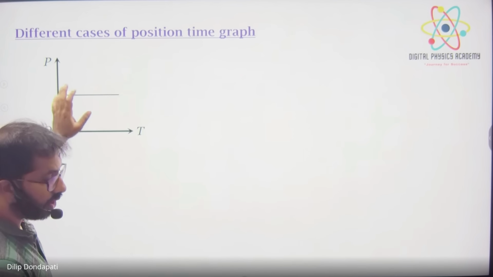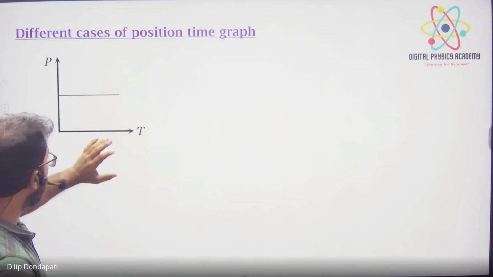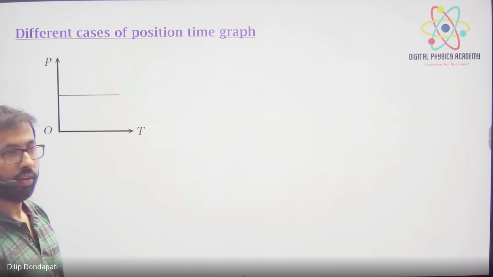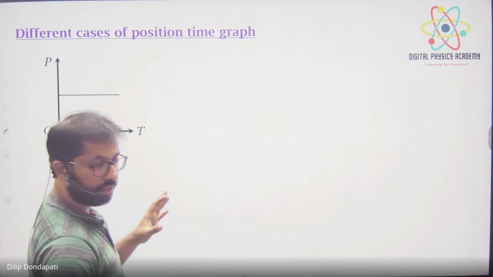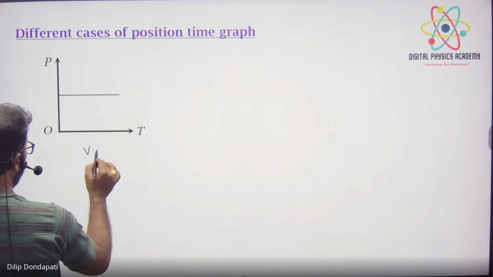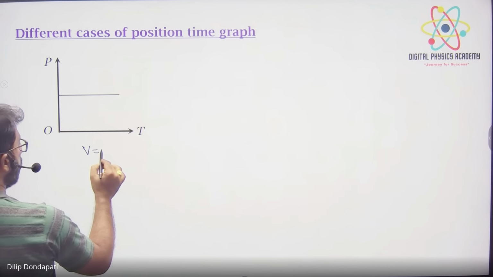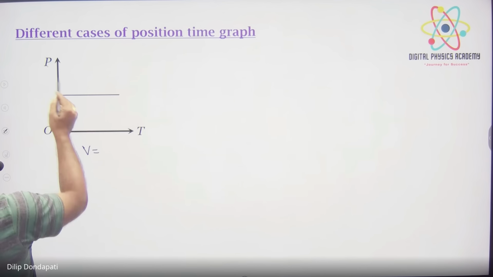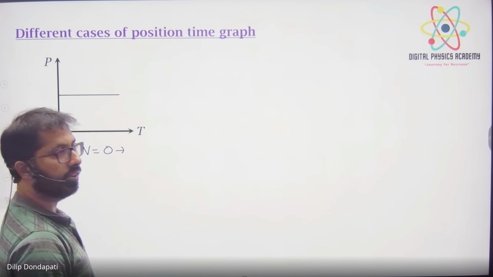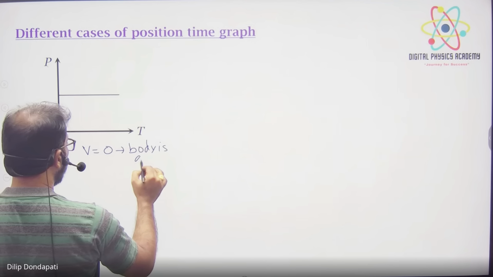You tell me, this is a position time graph. Can you comment about velocity? Tell me, Ananya. Velocity is about what? You have to find the slope and tell me how much the velocity is. Won't it be 0 because it's horizontal? The slope is 0. For a position time graph, the slope is nothing but velocity, right? Velocity is 0. But velocity is 0 means the body is at which position? Rest. The body is at rest.